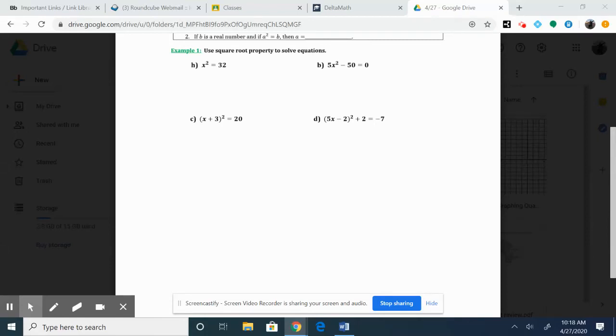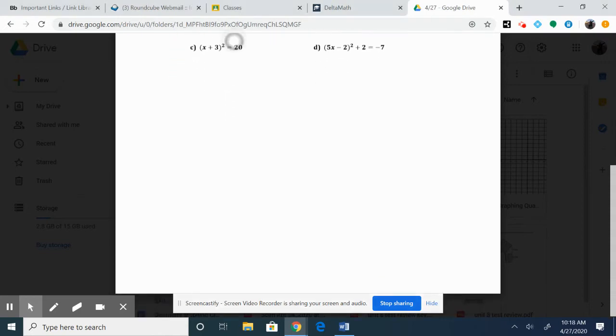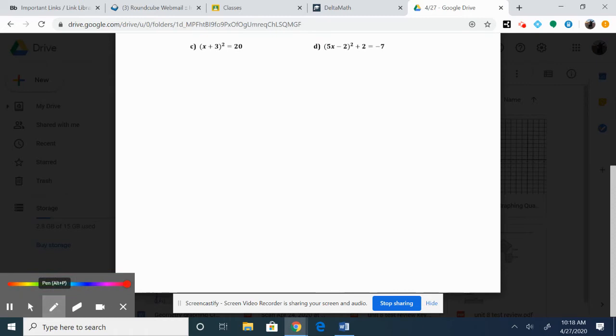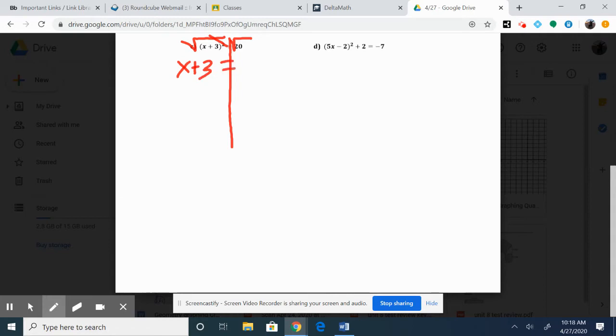Okay, so for our next example, we need to again make sure that the squared portion is by itself. And in this case, we can see that it's already by itself, so all we can do now is make sure that we take the square root of both sides. So that would cancel out that exponent, and we have on the other side, x plus 3 is equal to the square root of 20.